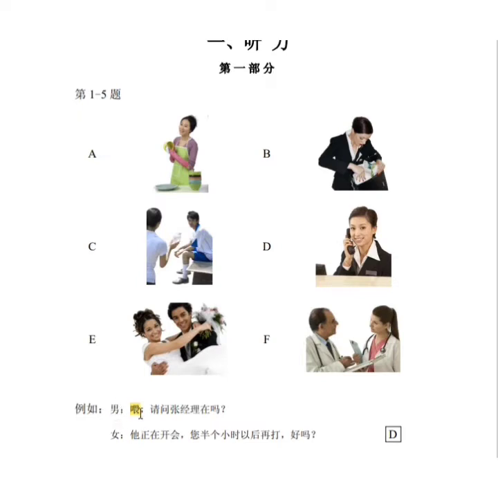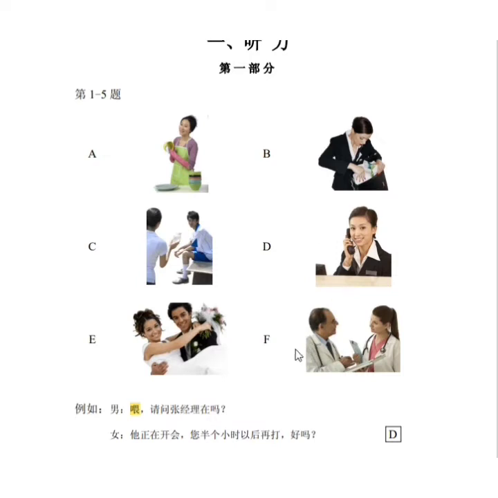Nan. Wei. Chang Ching Li Zai Ma. Hello, is Chang Manager there? New female. Tha Chang Zai Khai Hui. He is currently in a meeting. Nin Pan Ga Shao She Ho Zai Ta How Ma. You need to call after half an hour. Is it okay? And after listening to this paragraph, we have an idea that someone is having a phone call.